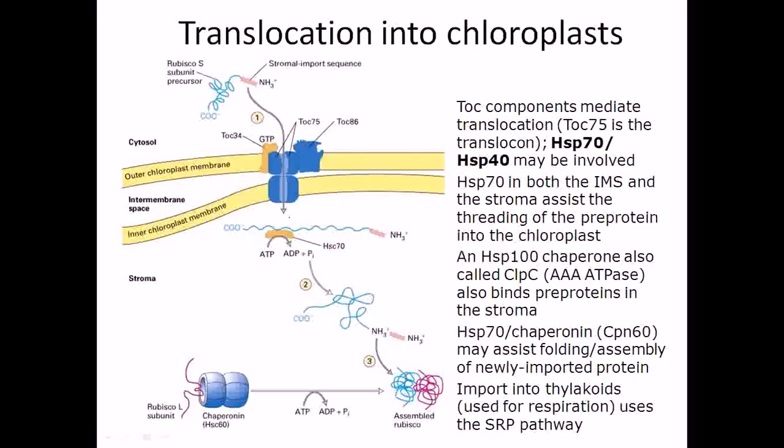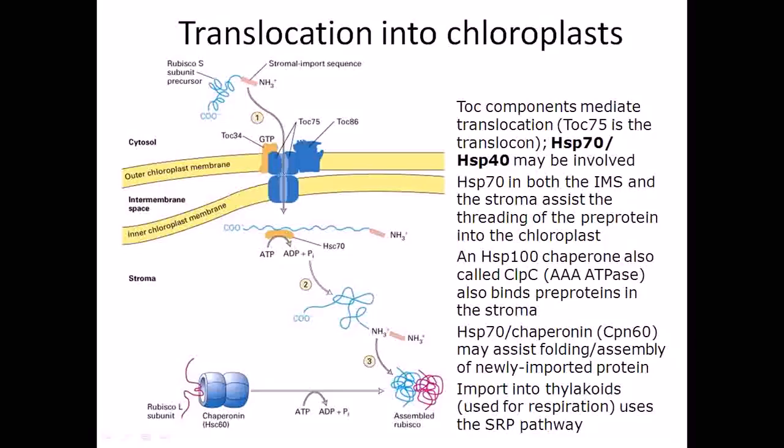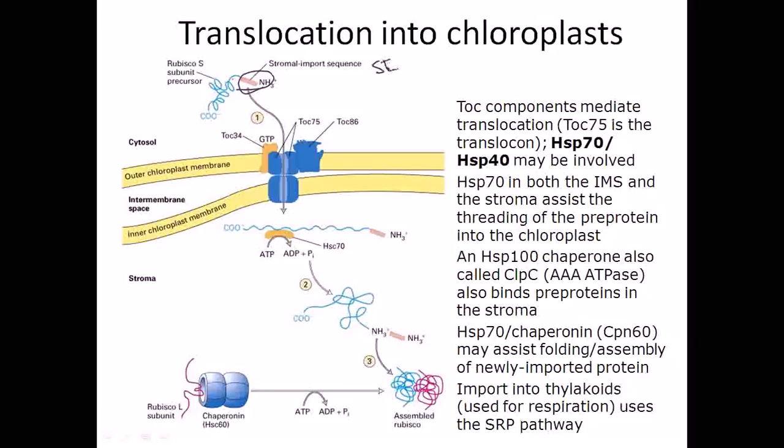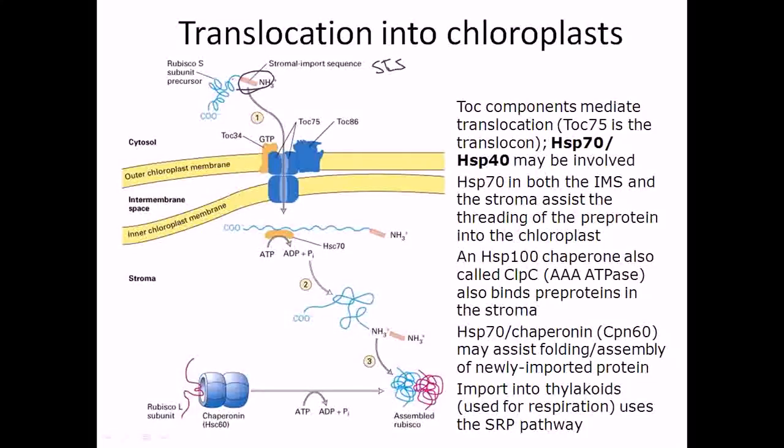Now the translocation of proteins into chloroplasts. If you look here, in the translocation of protein into chloroplast, the basic idea is the same: it should have a nascent polypeptide which has a signal sequence destined to deliver the protein inside the chloroplast. That's called the stromal import sequence. As you can see here, the stromal import sequence, or SIS, is there.